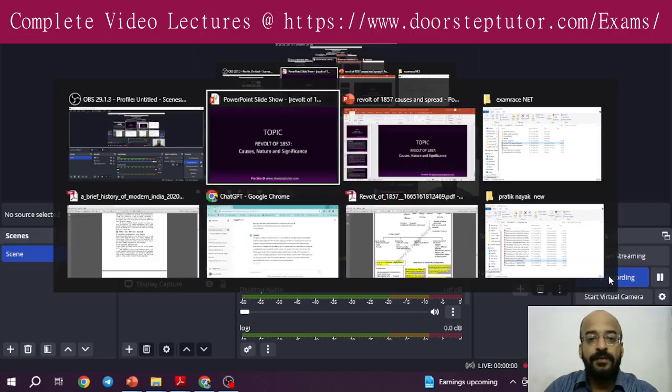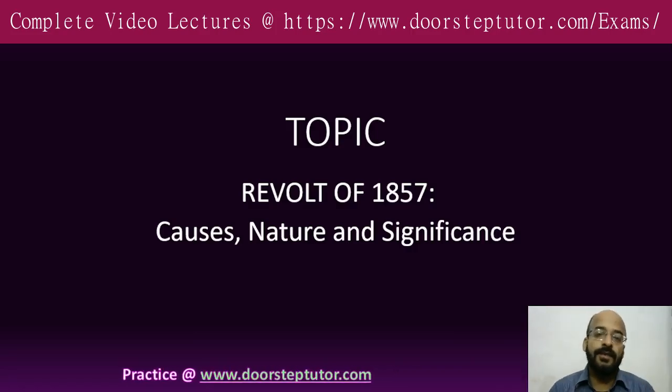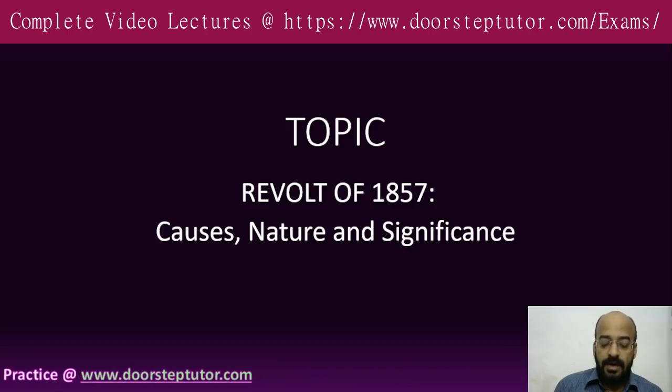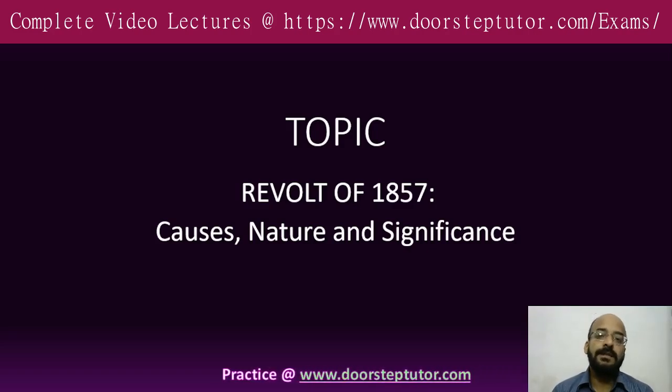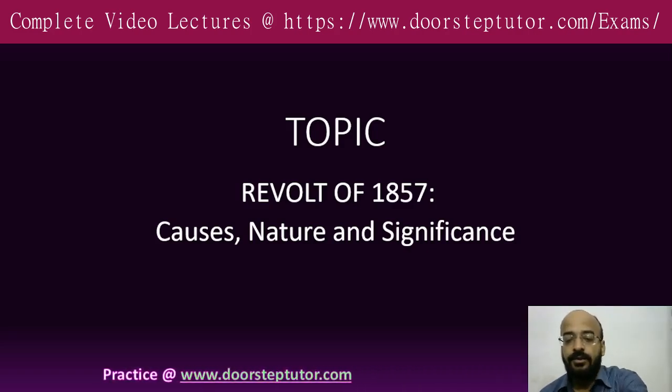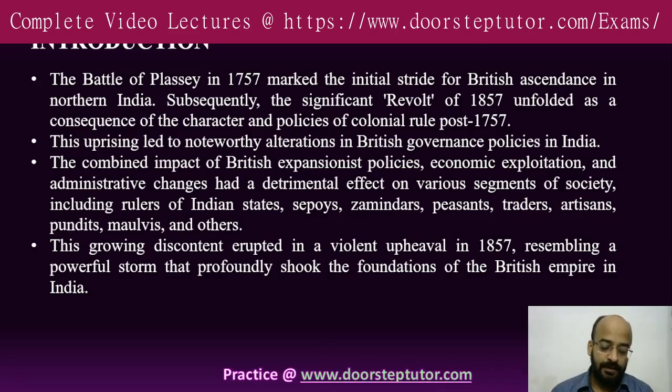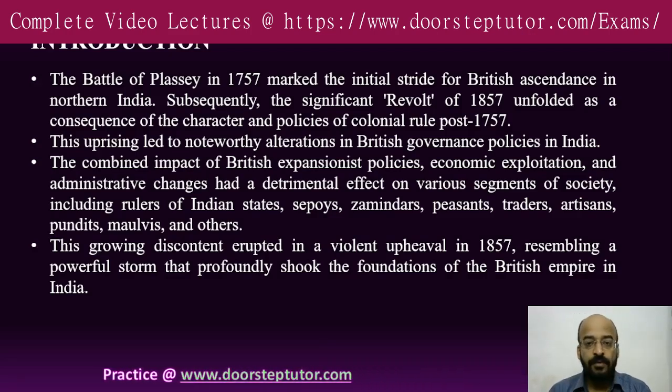So today's topic for discussion is the revolt of 1857. We are going to discuss what were the causes, what was the nature, and what was the significance of this revolt of 1857 that took place in the 19th century. We will also briefly discuss why this revolution failed, right?